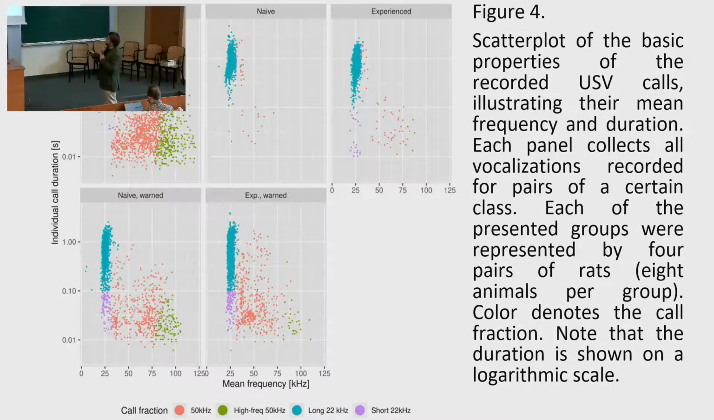In naive rats, we've got a lot of long 22 kilohertz calls. In experienced rats, we've got long 22 kilohertz, some 50 kilohertz, and a small fraction of short 22 kilohertz. In the warned group, by adding the signal before the foot shock, we somehow produce the short 22 fraction. So this is the fraction. And also in the naive warned group, we've got a lot of sounds over 75 kilohertz.